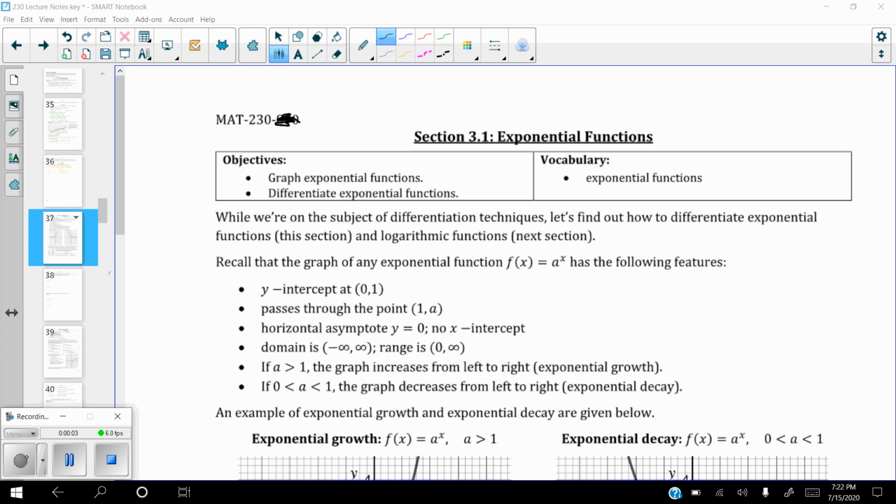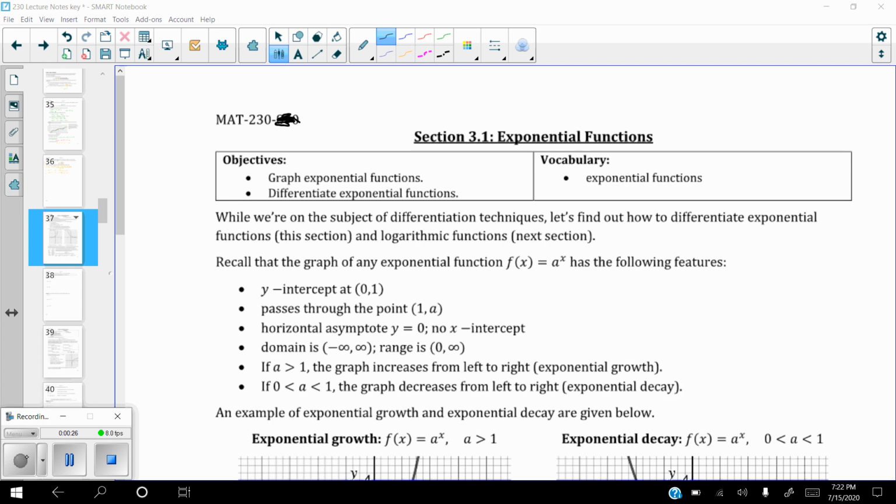Okay, we're in section 3.1, exponential functions. Our objectives are actually pretty short. This is a short section. We want to simply be able to graph exponential functions, or at least understand the graphs of them, and differentiate exponential functions, which you're going to find is actually pretty simple to do. So the vocabulary is just talking about exponential functions.